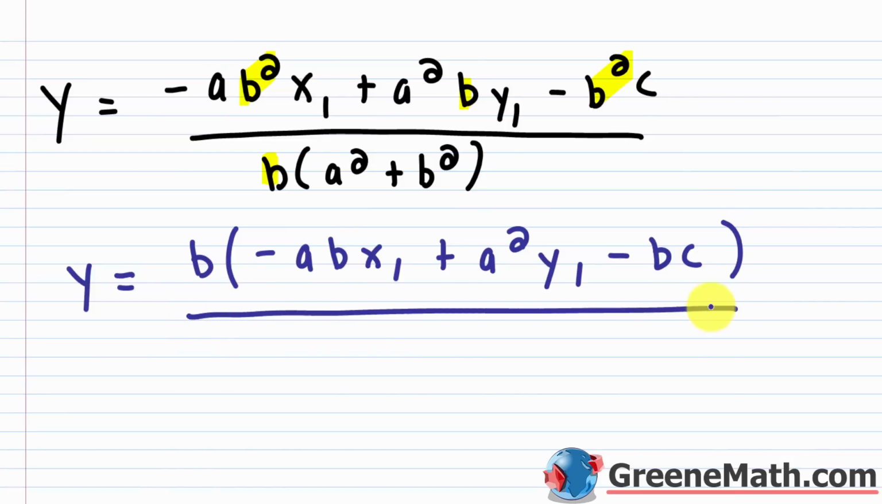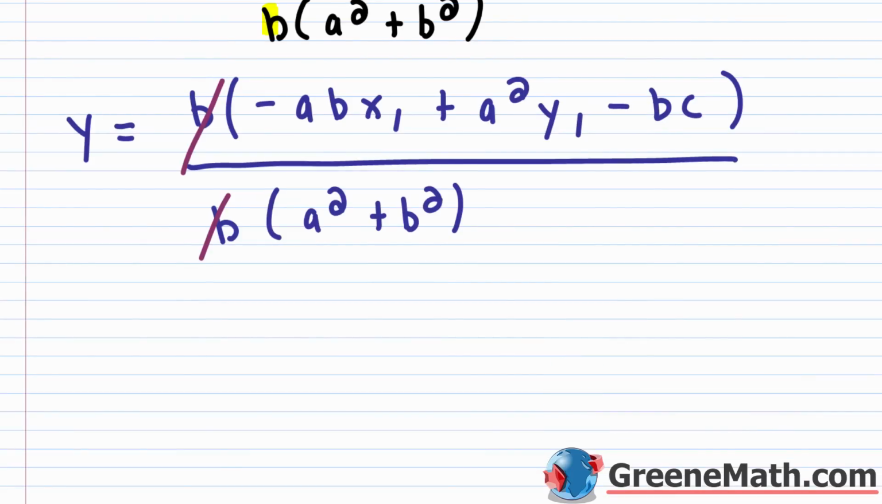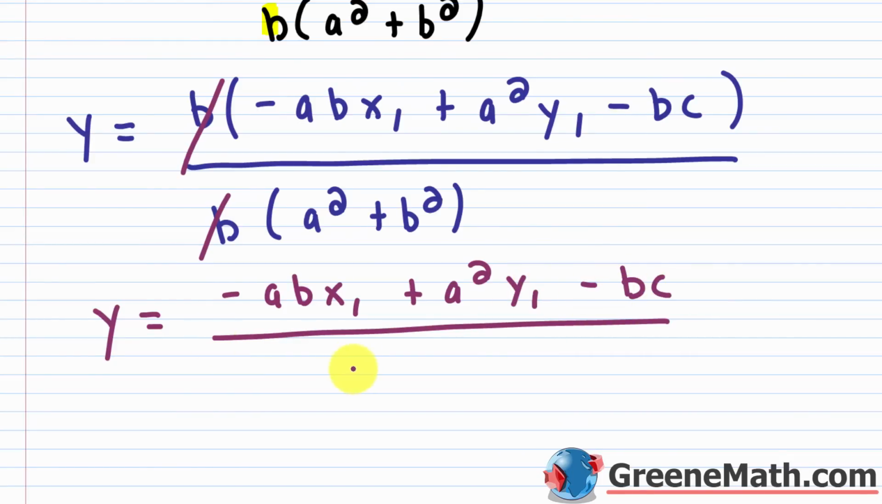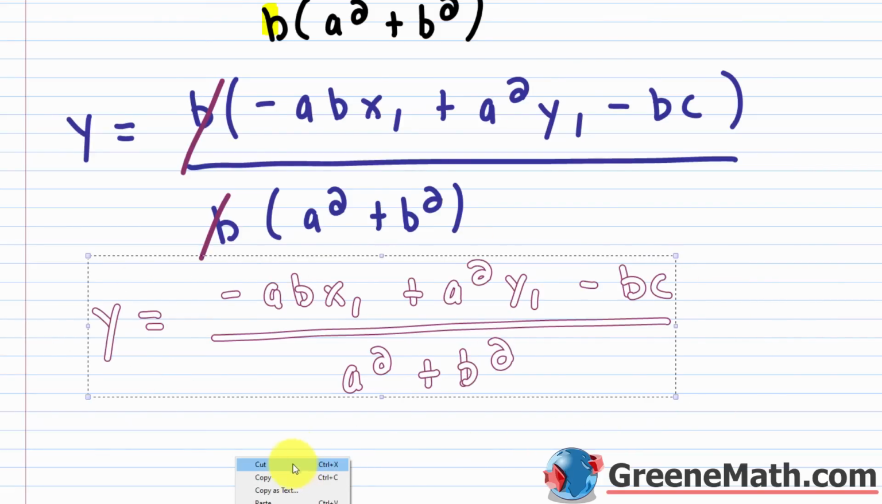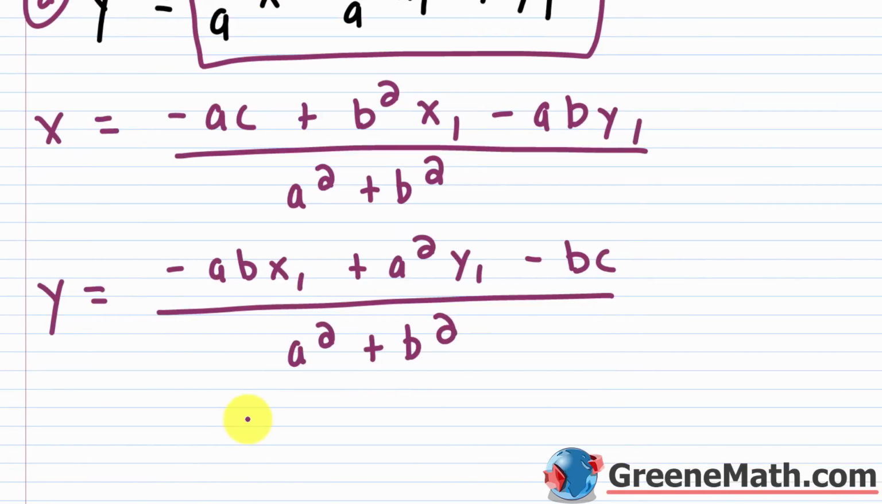Okay, let's put this over your b times the quantity a squared plus b squared. So this would cancel with this. And so what that is going to give us is a final y is equal to negative a b x sub 1 plus a squared y sub 1 minus bc, and this is all over your a squared plus b squared. So let me grab this and I'll paste this in. So this is going to be our y.